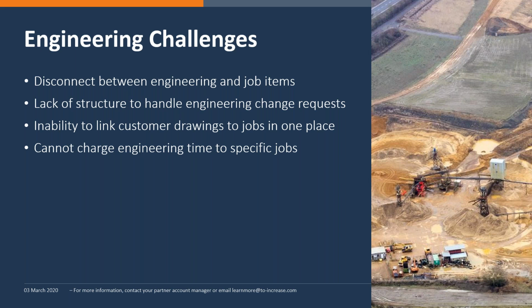The final challenge here that I've listed for engineering is where you cannot charge engineering time to specific jobs. Engineering time sometimes could become a black hole and is not properly allocated to the jobs that an engineer is working on. This could lead to misleading margin information on what the total cost of the project was. So the ability to accurately assign engineering time to jobs is a critical component, and a lot of companies lose that time without being able to properly record it to jobs. Those are some of the engineering challenges I see project manufacturers facing.